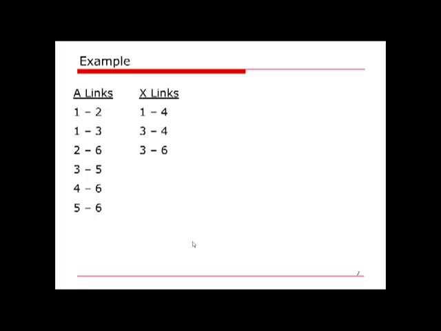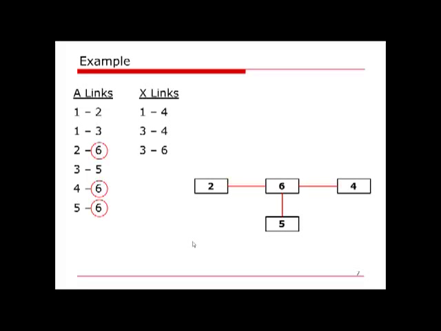So we start from the A link table. We first identify among the 6 departments that 6 is the department that has been involved in more A links than any other department. 6 is included in 3 of the 6 A links. This tells us 6 has the highest requirement to be located in the center of the other locations, so it can be close to as many other departments as possible. So we start from 6, which is surrounded by 2, 4, and 5, which are the 3 departments that should be allocated close to 6.